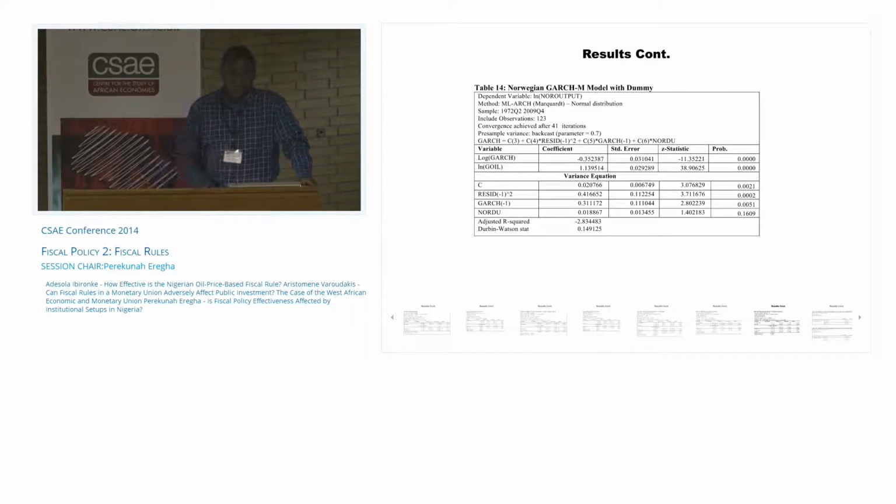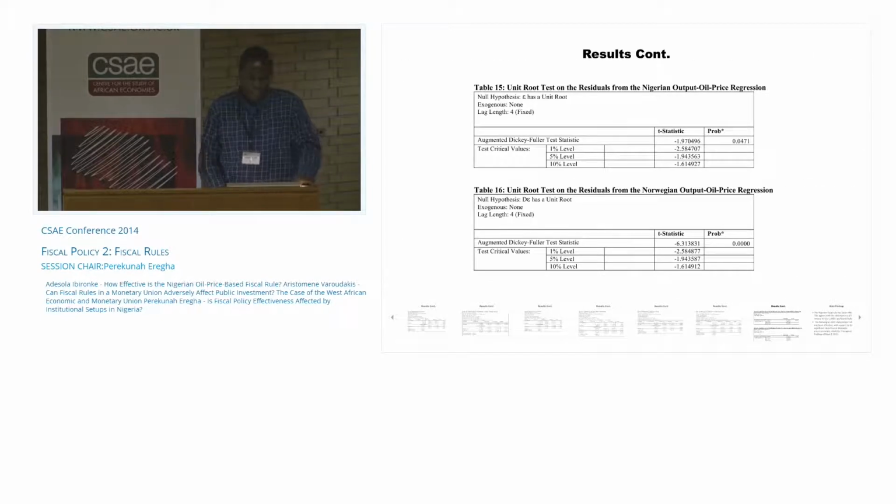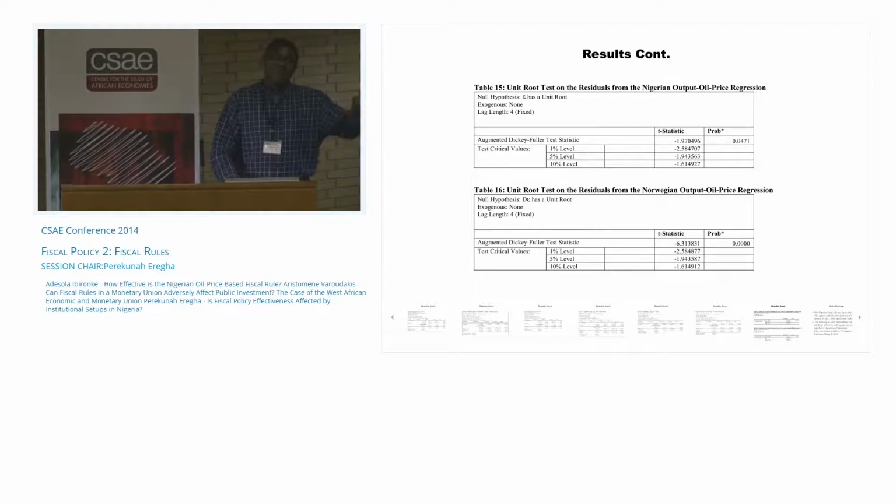Now, the first GARCH model for the Norwegian economy indicates volatility clustering too. So when the dummy for Norway is included, the Norwegian dummy is to explore whether the reform introduced in 2001 in Norway has been effective in limiting volatility. As we could see, the Norwegian dummy is not statistically significant, so the reform has not been effective in limiting macroeconomic volatility. There are many aspects of the reform, but I have concentrated on the issue of macroeconomic volatility.